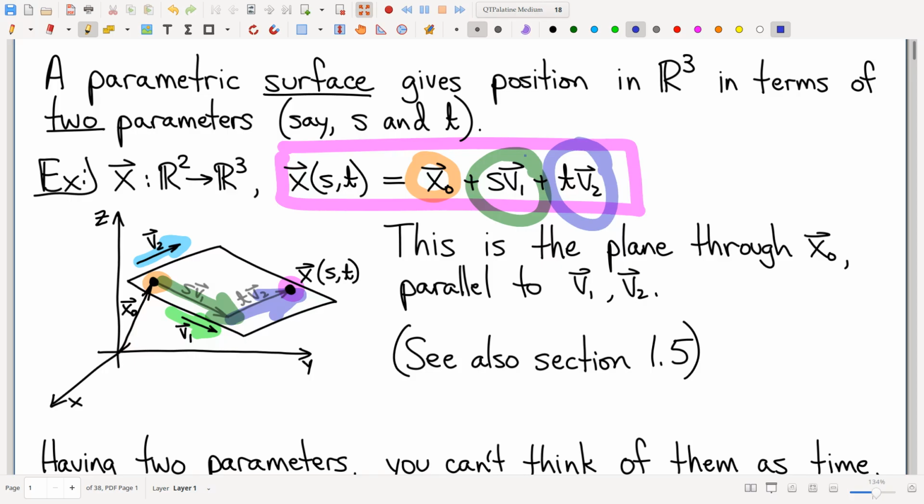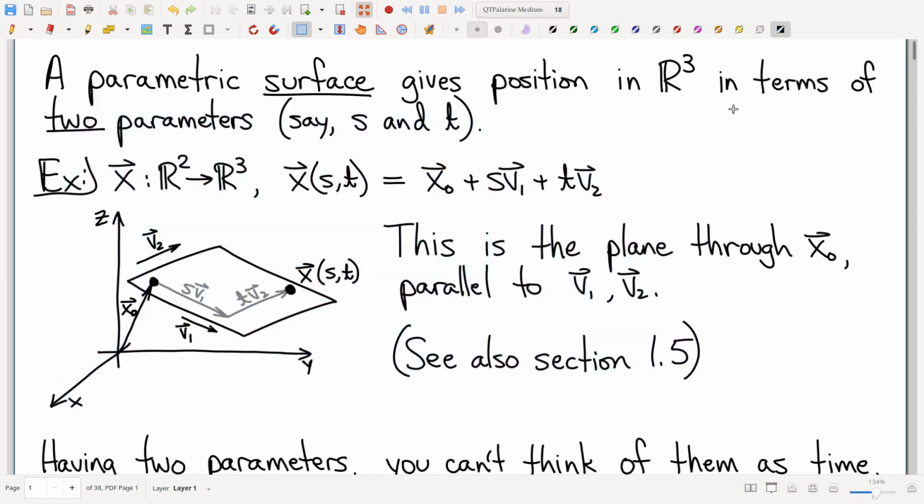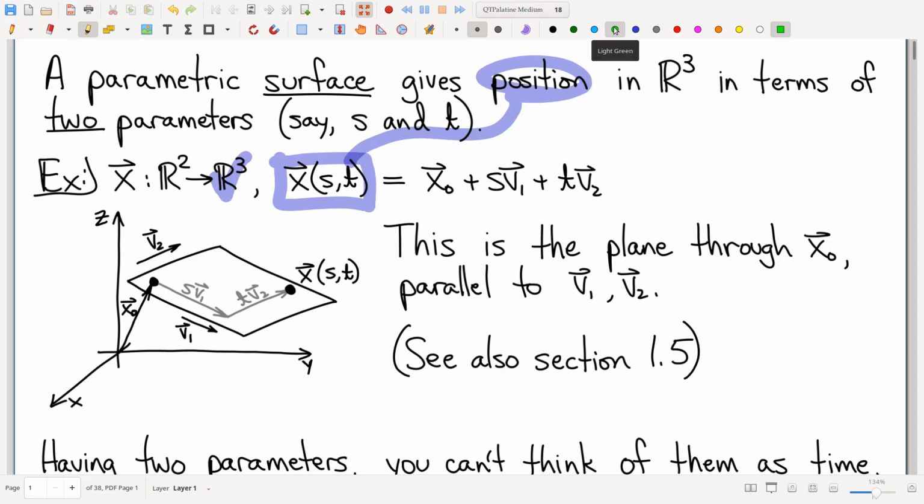So, in fact, this is a parametric plane. I don't think I used that term at the time. Whoopsie. But this is a parametric plane because we are looking at position in R3 as a function of two parameters. In this case, S and T. That's a parametric surface. All right?